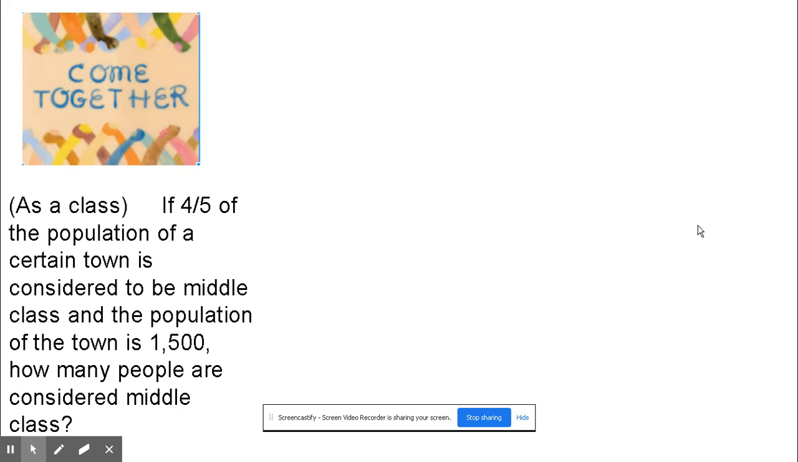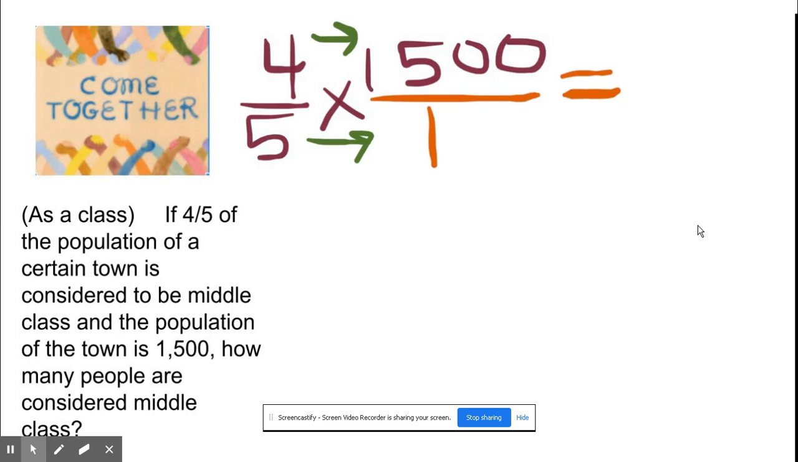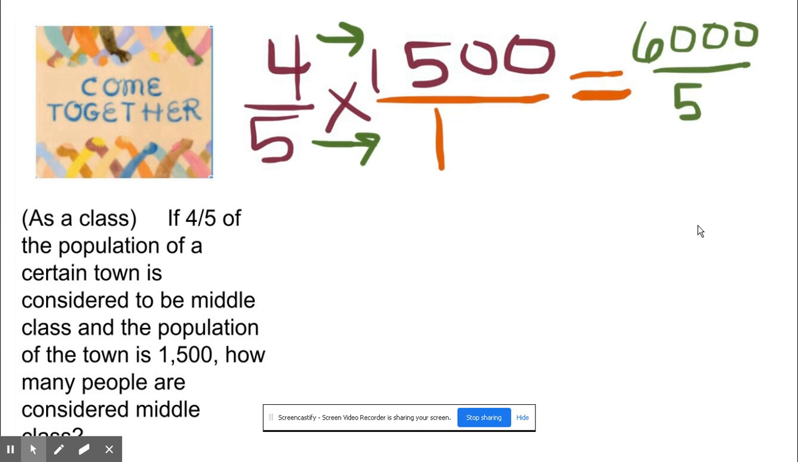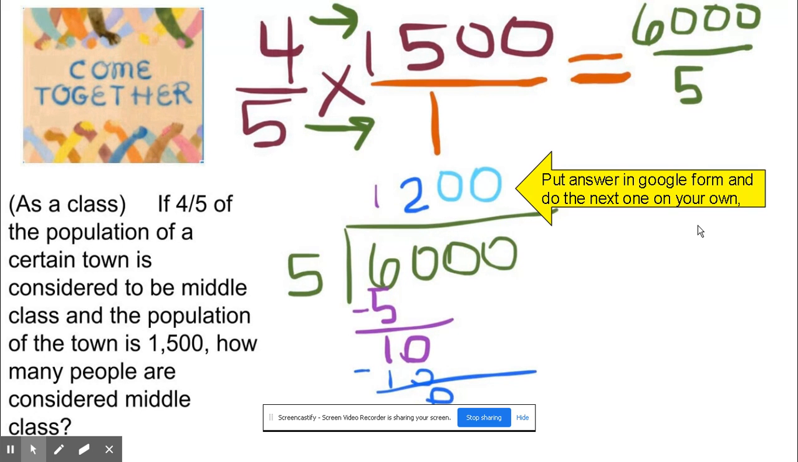as a class, if 4/5 of the population of a certain town is considered to be middle class, and the population of the town is 1,500, how many people are considered middle class? So we're going to set this up as 4/5 times 1,500 over 1. Go ahead and write this down in your journal. And you end up with 6,000 divided by 5. And if I divide 6,000 by 5, I get 1,200. So go ahead and put this in your Google form and do the next one on your own.